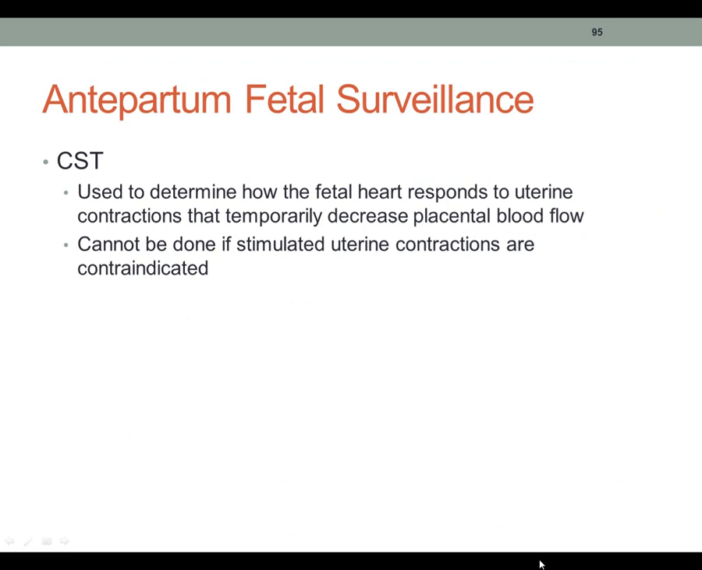The CST is used to determine how the fetal heart responds to contractions. Remember, when we have a contraction going on, baby's being squeezed, umbilical cord's being squeezed, he's not getting blood flow. So this cannot be done if stimulated uterine contractions are contraindicated. If mom had previous spontaneous abortions or she's having trouble, then we can't do this. We can't cause contractions because it could cause her to deliver early.